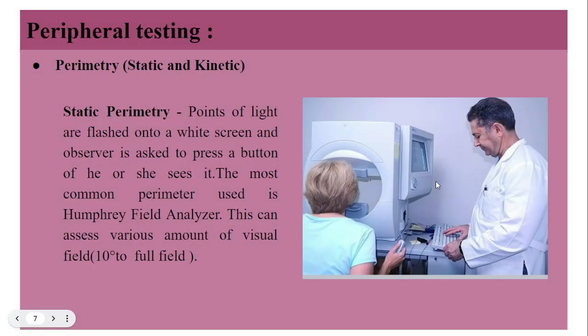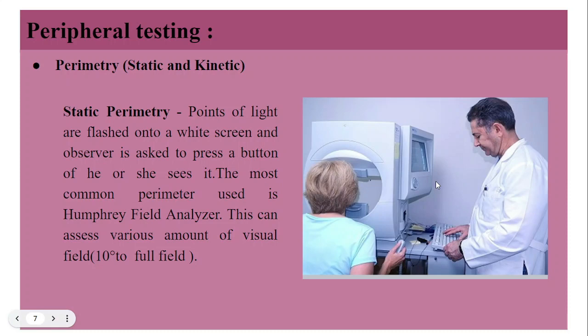Peripheral testing is under perimetry. Perimetry is the method used to test the entire visual field, including the peripheral vision. It involves presenting a series of stimuli using small points of light or other shapes at different locations on a screen while the patient focuses on a central fixation point. The patient is then asked to indicate when they see the stimulus by pressing a button.